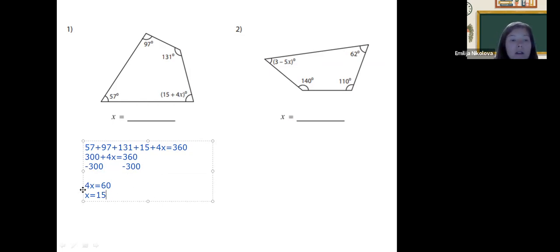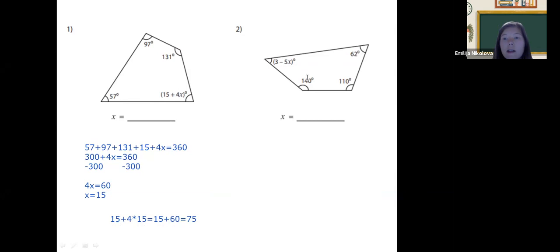So now we know that x is 15. Here we were just looking for x, but we can find as well how much the angle is. We can put x inside the formula and calculate. It will be 15 plus 4 times 15, that will be 15 plus 60, which equals 75. So 75 degrees will be the missing angle. This is one way to solve it.